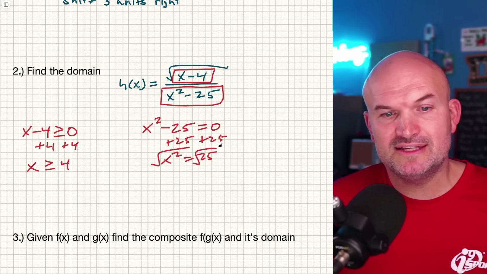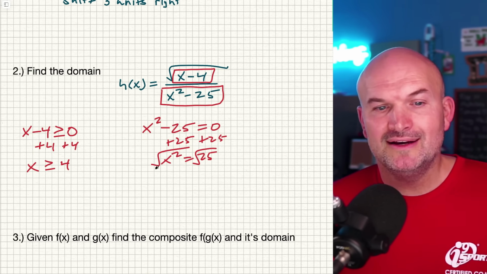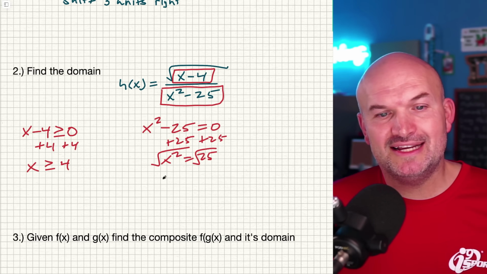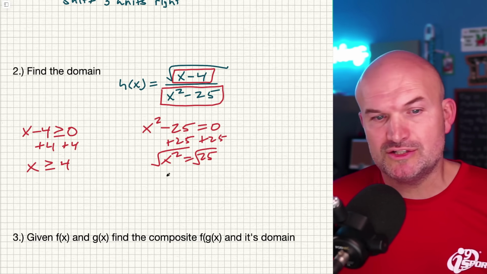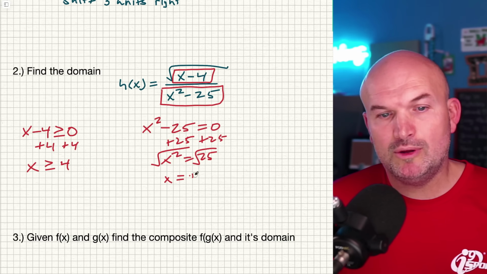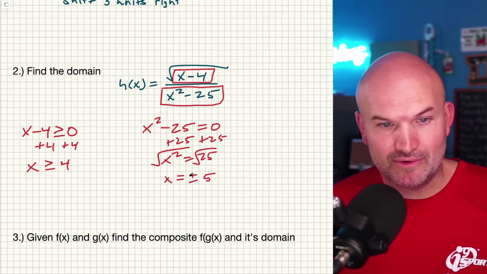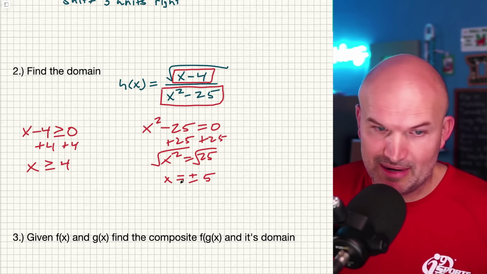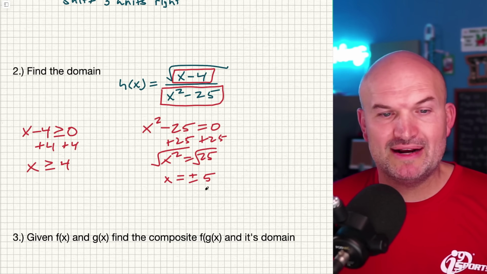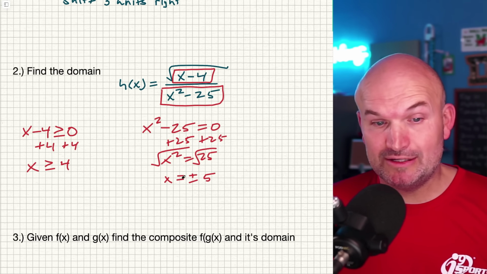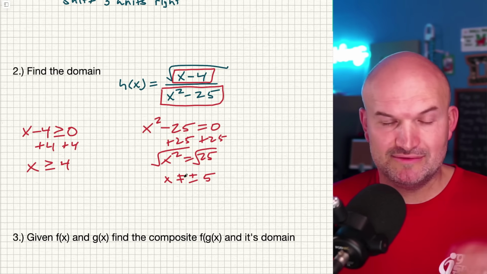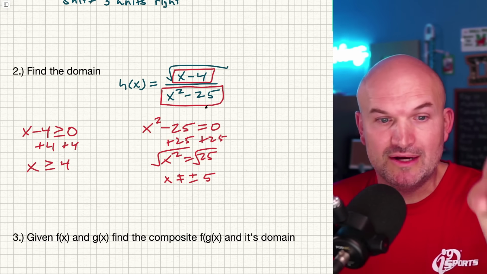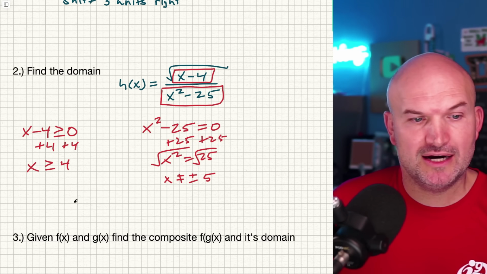And do not forget, this is probably going to be the most common thing that students will make mistakes on, is forgetting to introduce the plus or minus. So x is going to equal plus or minus 5, right? So when you introduce the square root, make sure you introduce the plus or the minus. So right now I have x cannot equal plus or minus 5, okay? Those are the values that make my denominator 0 that are not going to be defined in our domain.